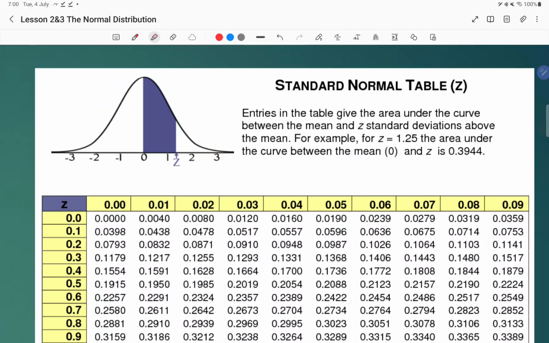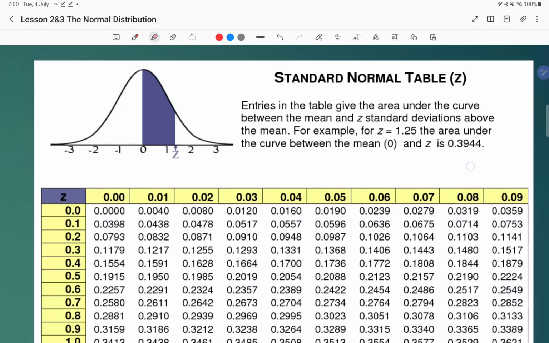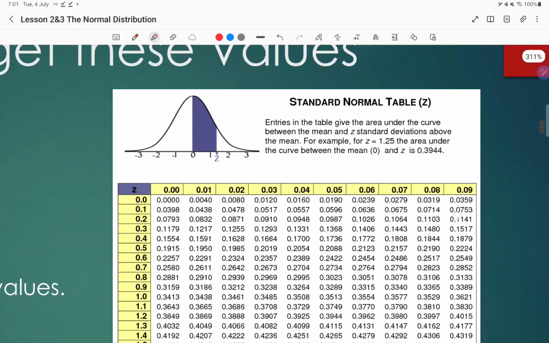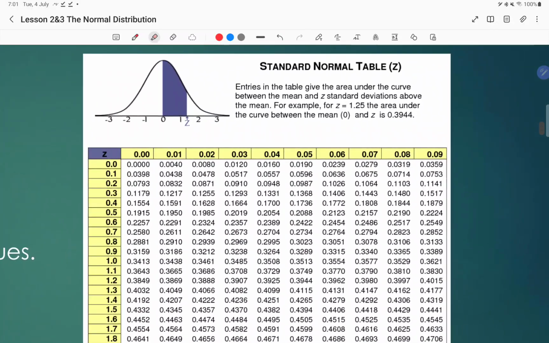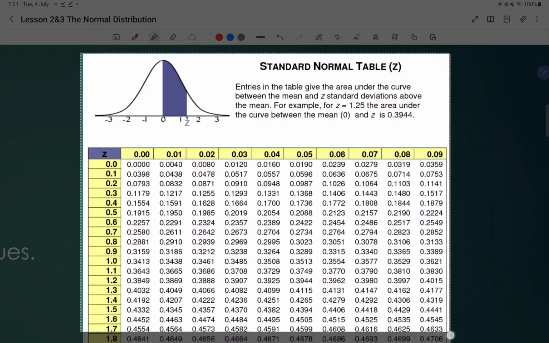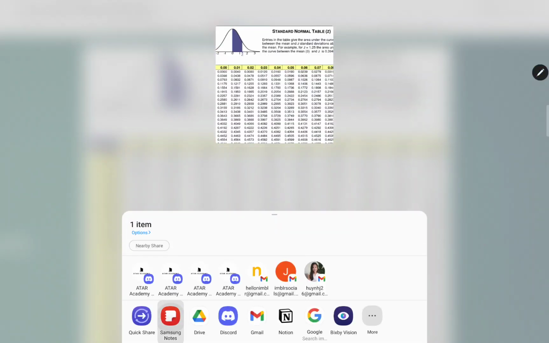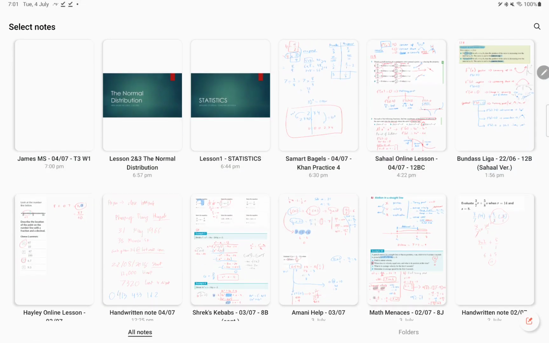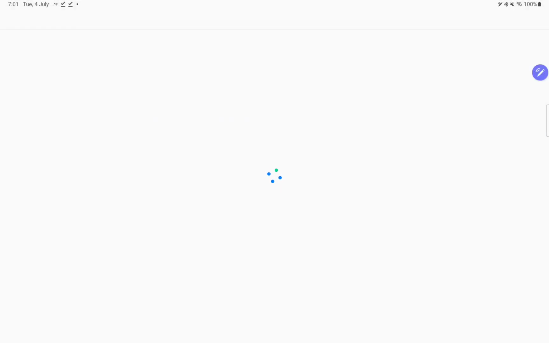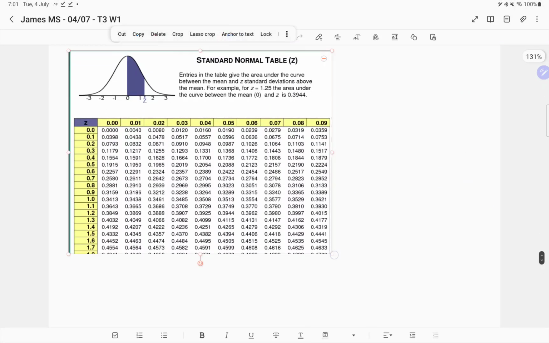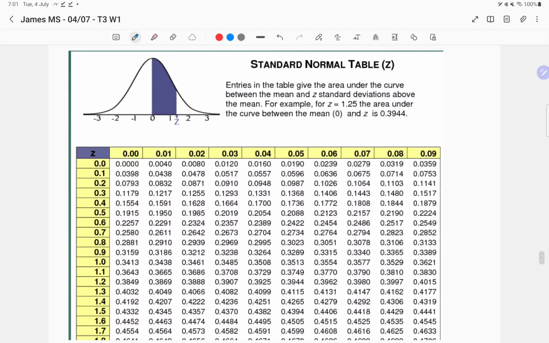Standard normal table Z. Entries in the table give the area under the curve between the mean and the standard deviation above the mean. Okay, let me just snip out a bit of it, and then chuck that in here. Okay, so let's say we have this standard normal table here.